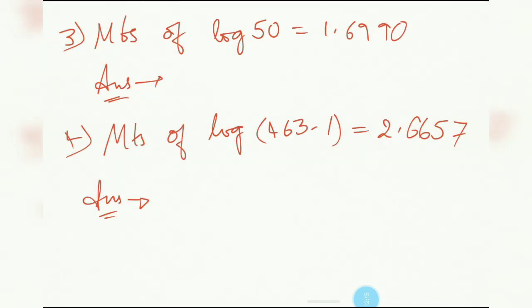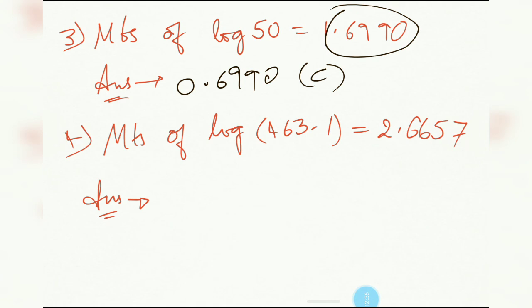Next, third question. Mantissa of log 50 is equal to 1.6990. So what is a mantissa? Just this part, right? 0.6990 is the mantissa. So which is the option? It is option C.